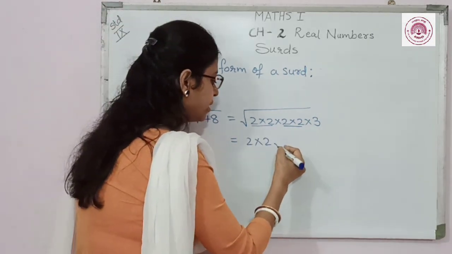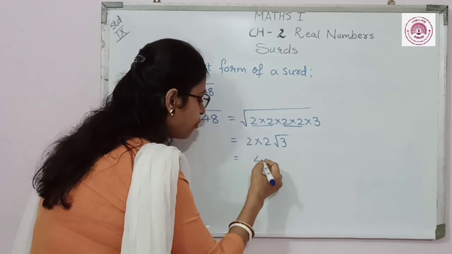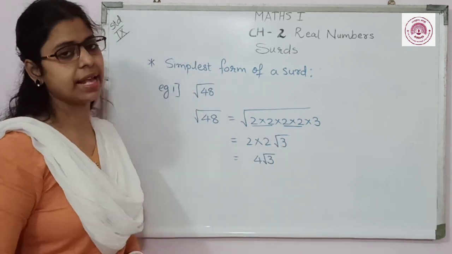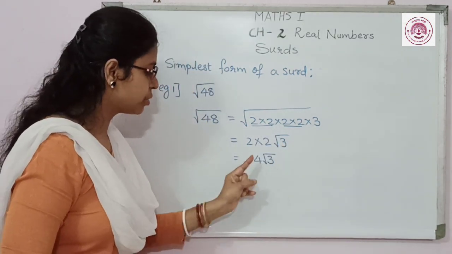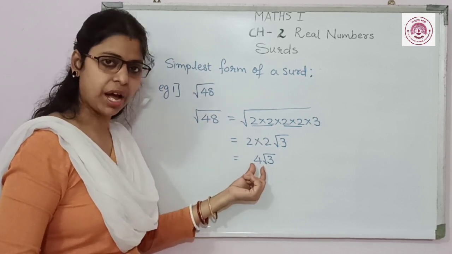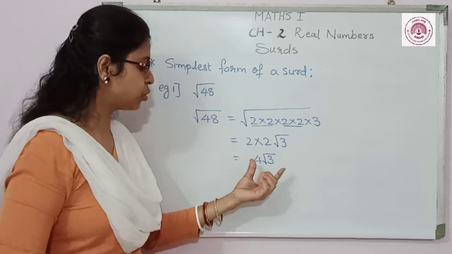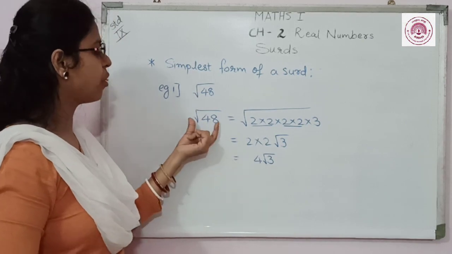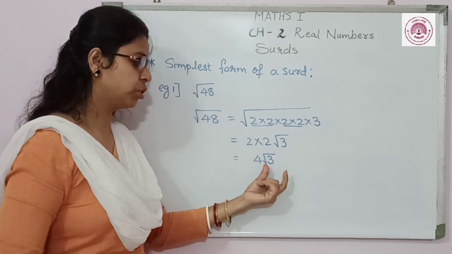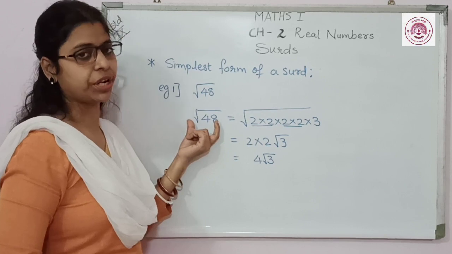Okay, so now inside the radical sign we will have 3. So this is 2 2s is 4 and the root 3 part as it is. Okay, so how do we read this? 4 root 3. Now here 4 is the rational part and root 3 is the irrational part of this surd. So this is called the simplest form of this given surd, that is root 48. 4 root 3 is the simplest form of surd root 48.